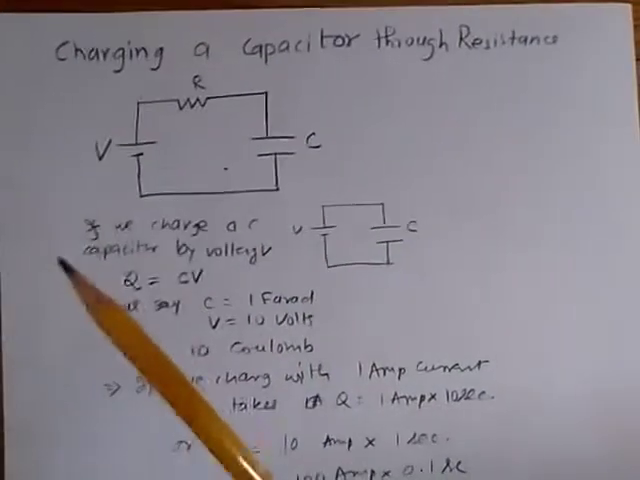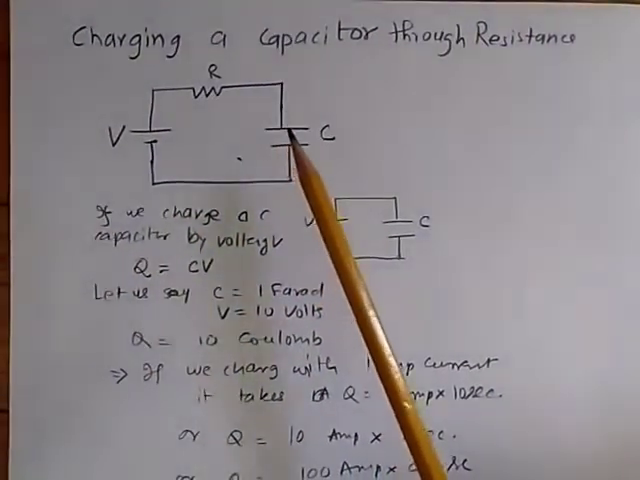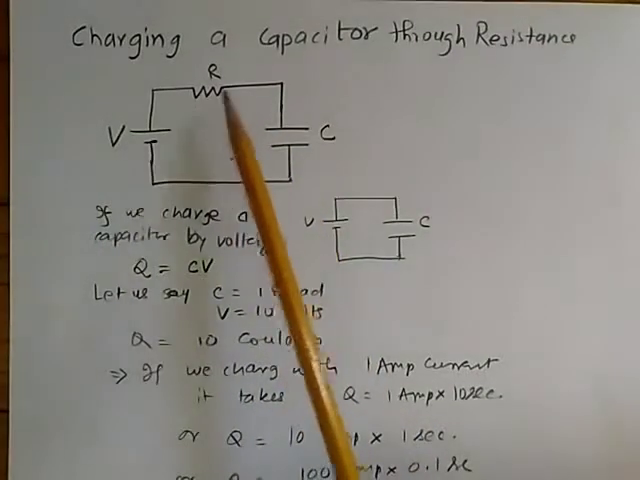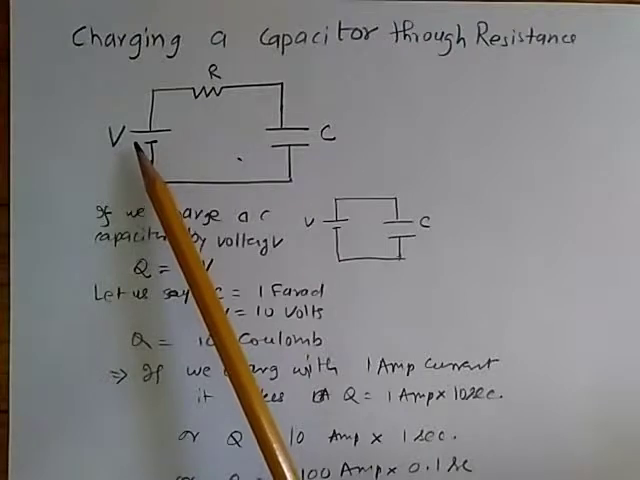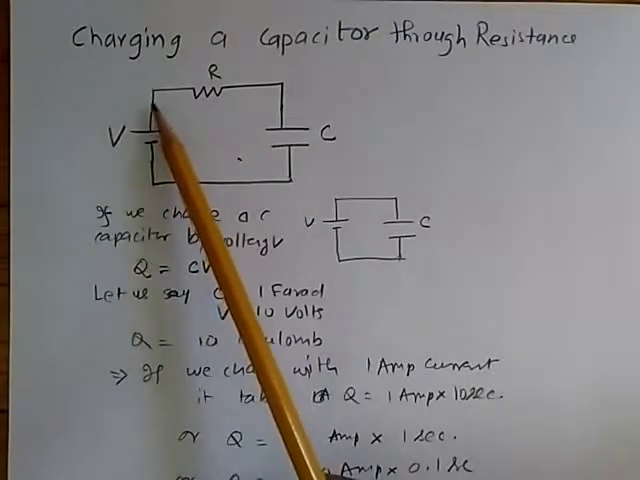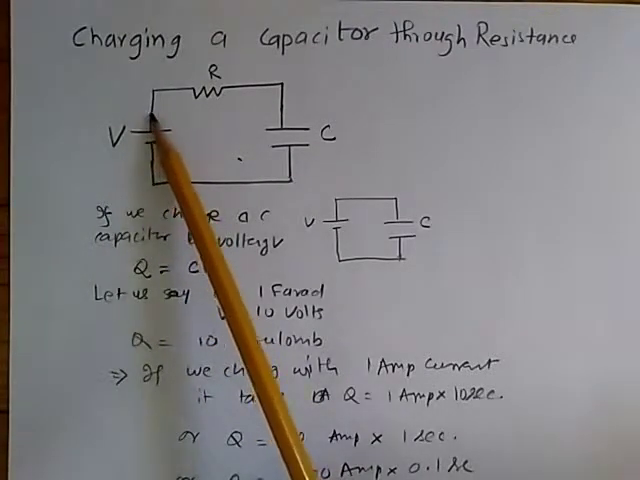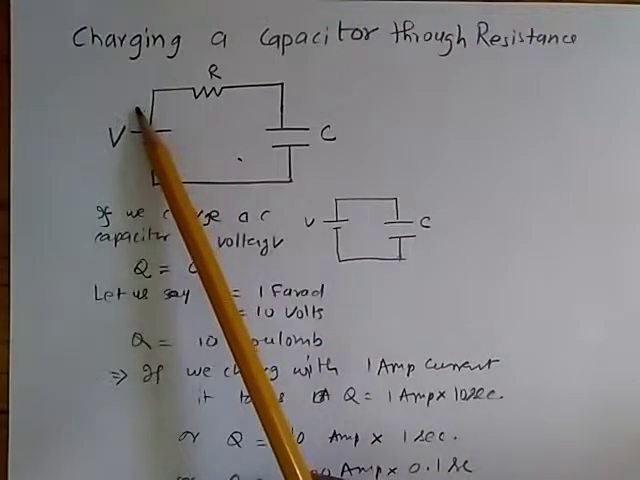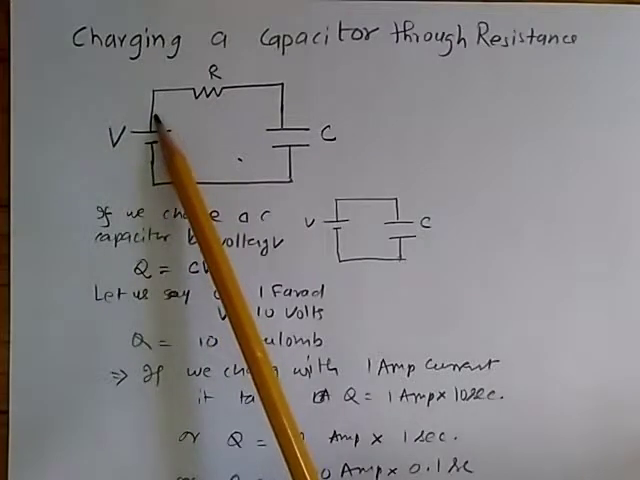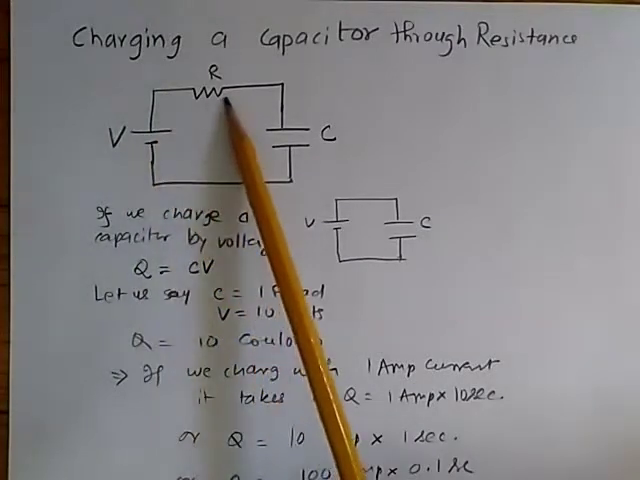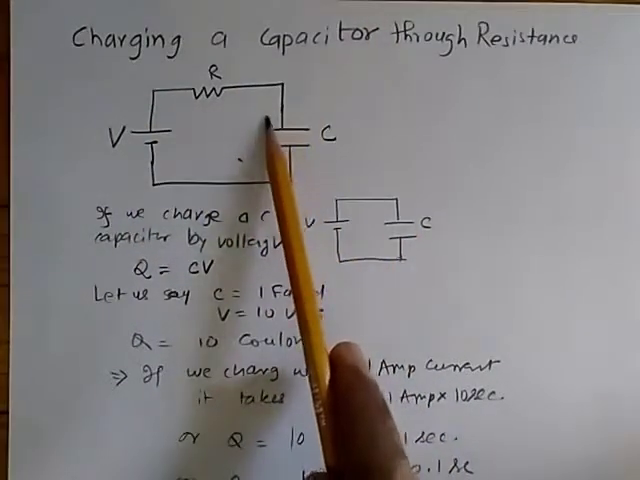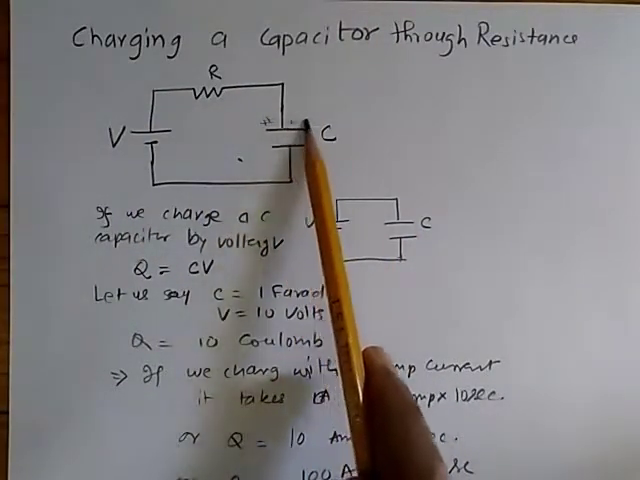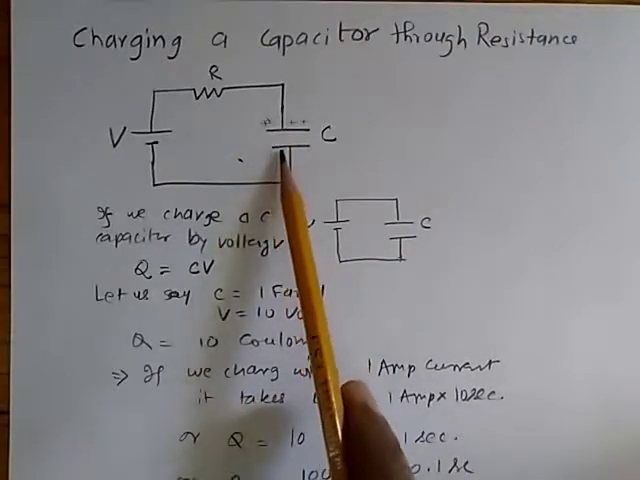We will try to understand the charging of this capacitor through a resistor R. We have a voltage source V, and let's say there is a switch here, and at time t equal to 0 we turn the switch on. The current starts flowing through this resistor and it starts charging this capacitor C, and positive charge starts accumulating on this capacitor and negative charge here.